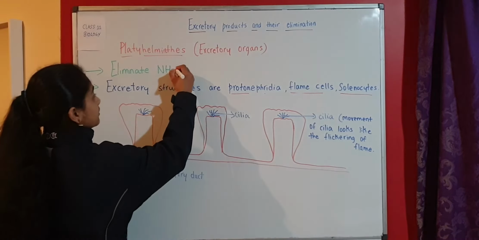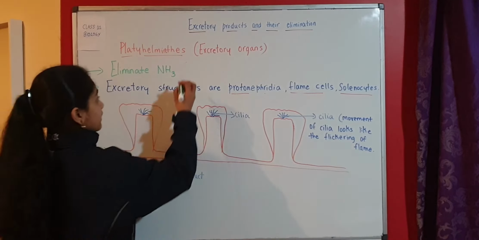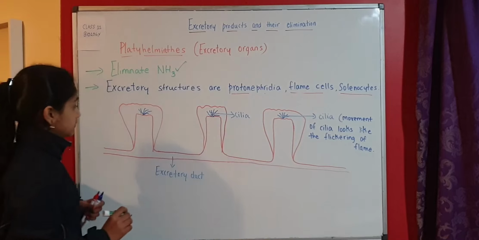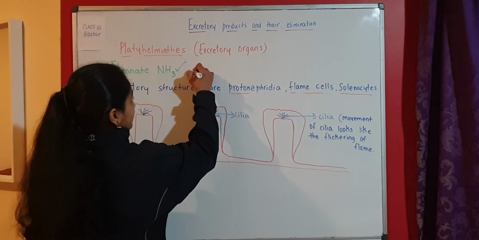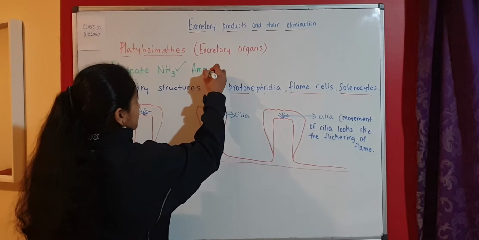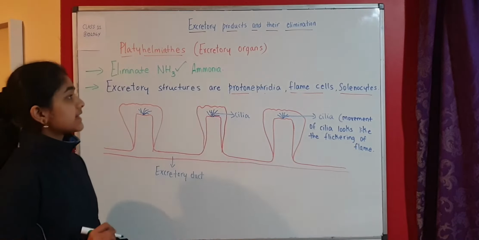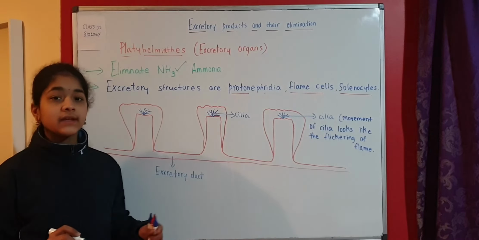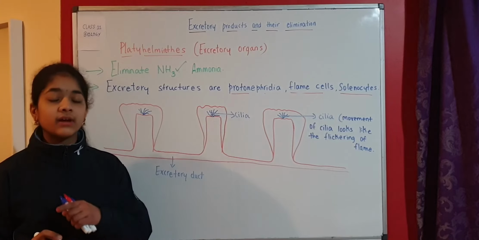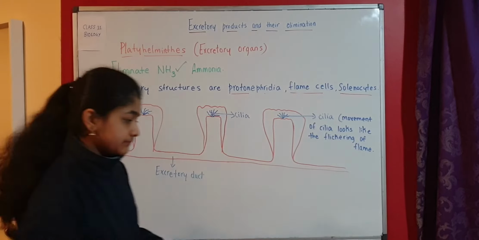The next thing you need to remember is the excretory product. What do they eliminate? They eliminate NH3, which is ammonia. You can write it right down here. This is ammonia. So this is the excretory organ in case of platyhelminthes. Now we are going to take up the excretory organ in another phylum in the animal kingdom, that is Nematoda.